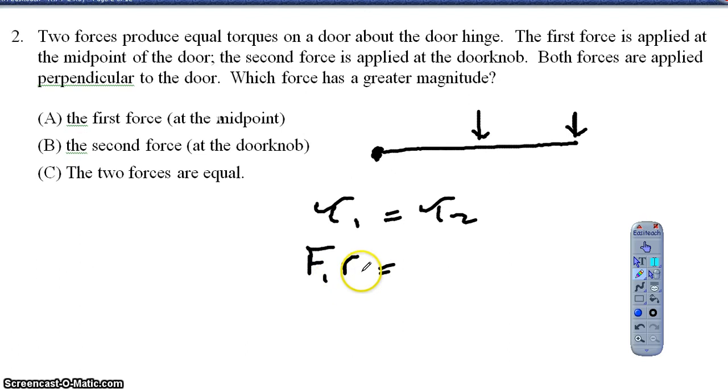Okay, so if I look at the first force in the first radius and compare it to the second force in the second radius, well, the force applied at the midpoint of the door is going to have a much smaller radius. It's going to have half the radius of that at the doorknob itself. So if I cut the radius in half, but I want to produce the same end result, then this force is going to have to be much stronger to keep this left-hand side of the equation balanced. If I want to have the same torque, but cut the radius in half, I'm going to have to compensate by having a much higher force. So the force that is acting at the midpoint is definitely going to have the higher force to produce the same torque as something further out.